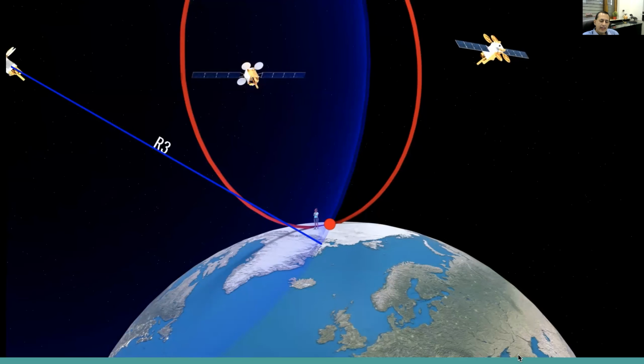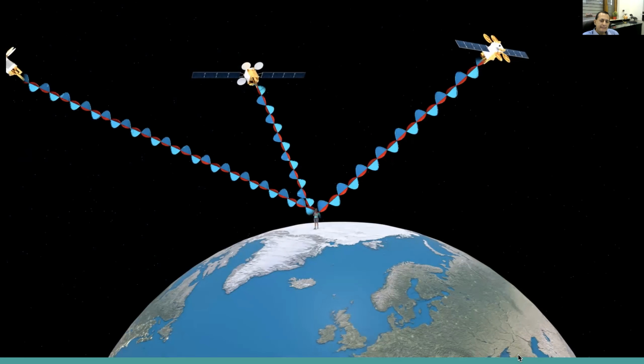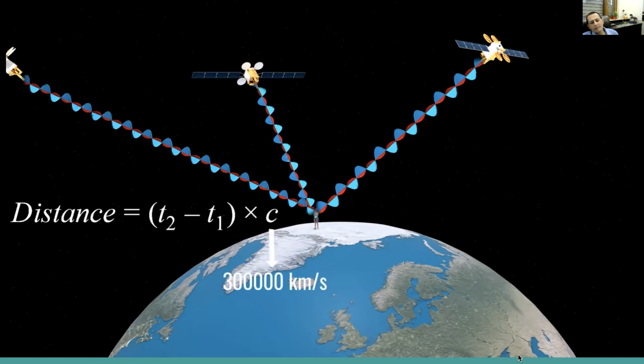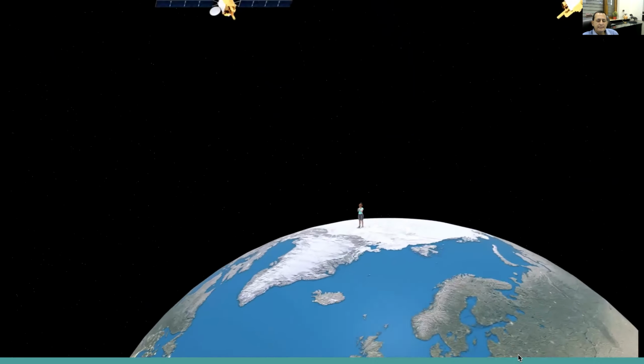One thing to note here is that the time measurement has to be very accurate. Even an error of microseconds will give an error in the range of kilometers, since the speed of light is so huge. Here comes the main issue.